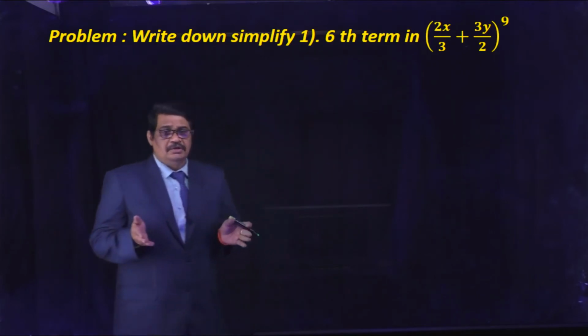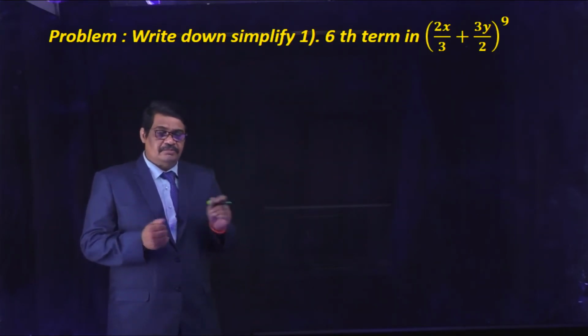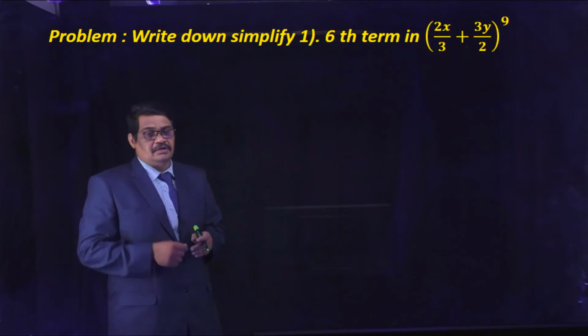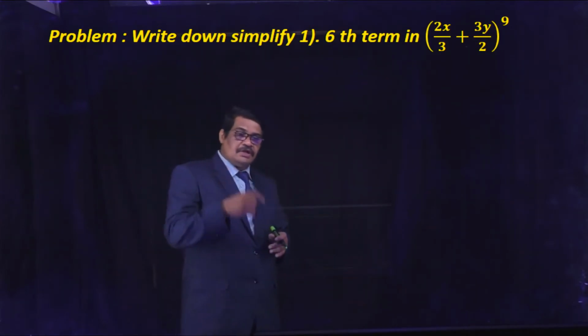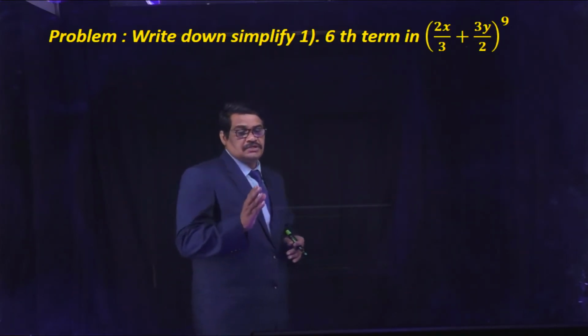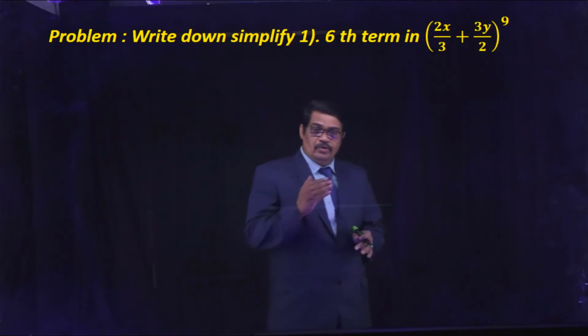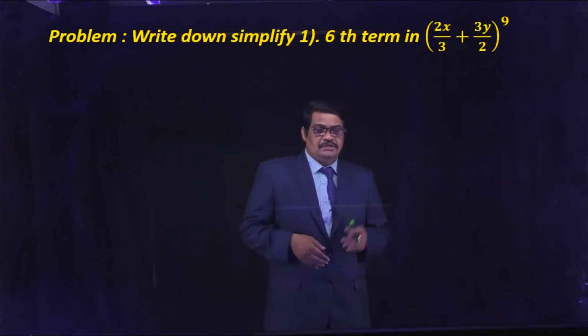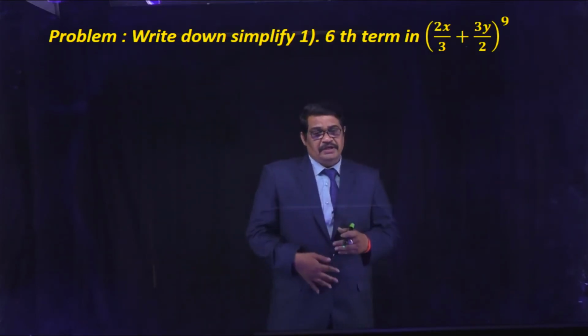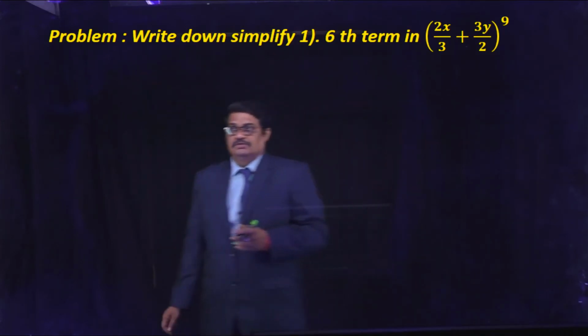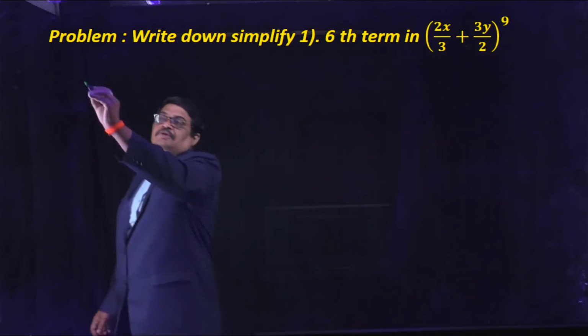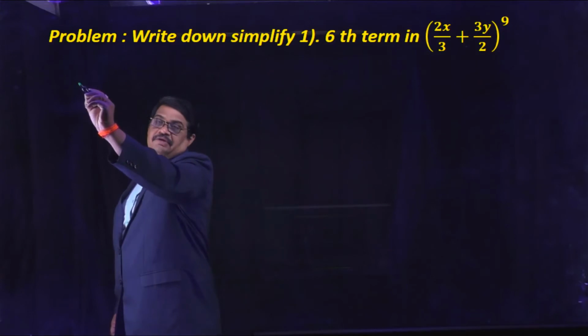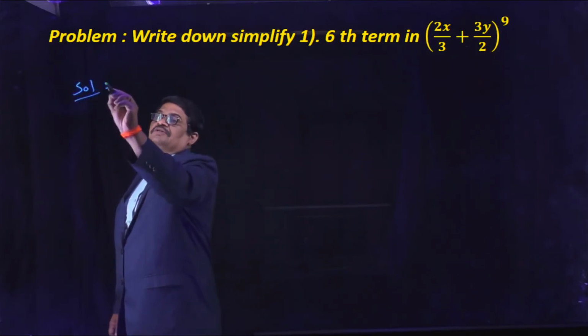These are some given problems. In that, the first one is the sixth term in (2x/3 + 3y/2)^9. In this expansion, we are writing the sixth term. Okay, so that is the problem. See the solution here.